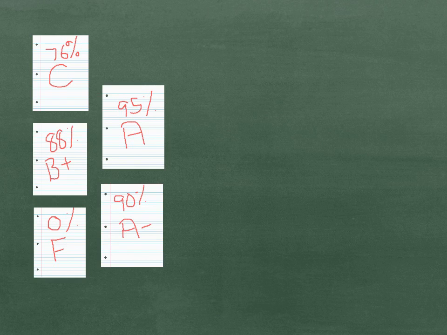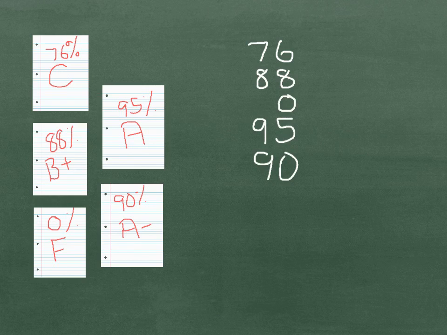So now to average the grades, this is how I figure out what your grades will be. I add them up. The first one we had was a 76, and then an 88, and then a 0, then a 95, and then a 90. And I'm going to add them up right now.